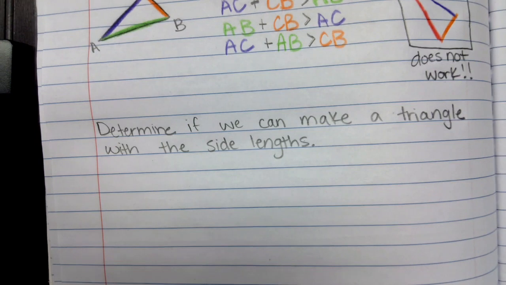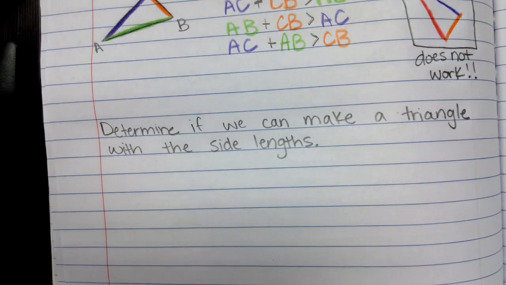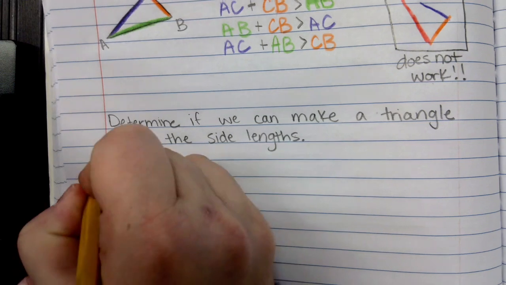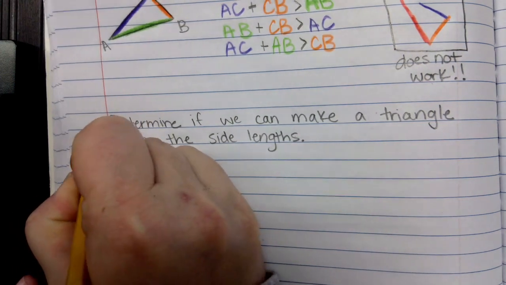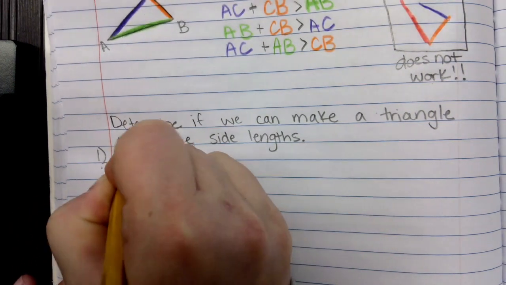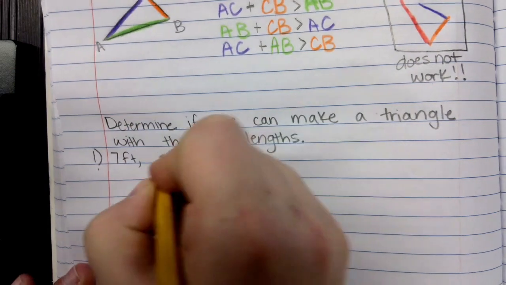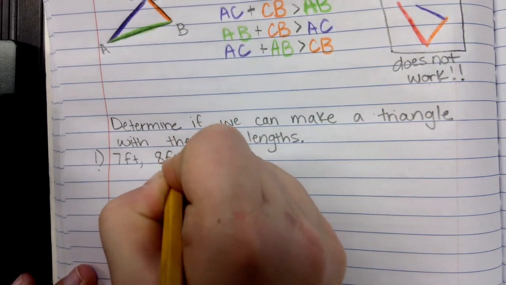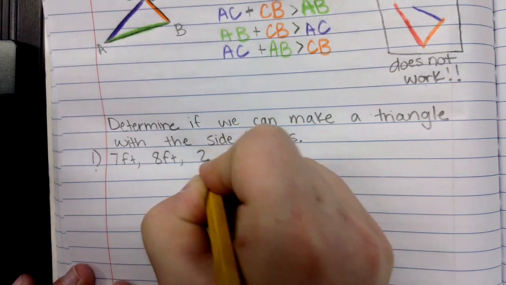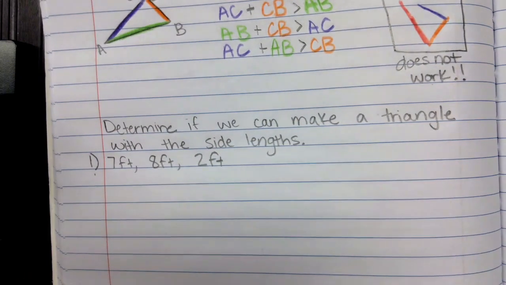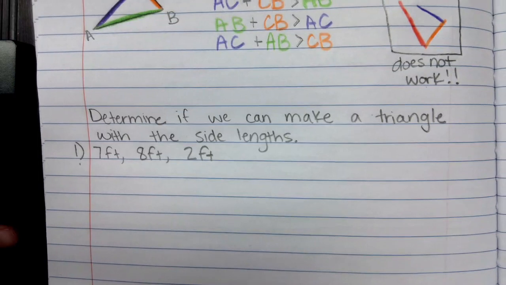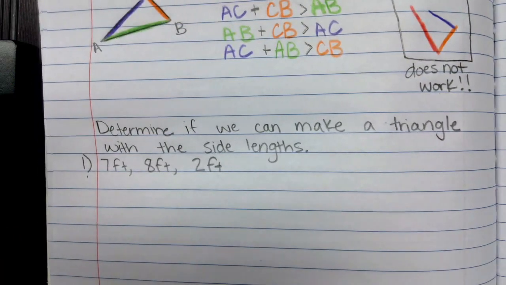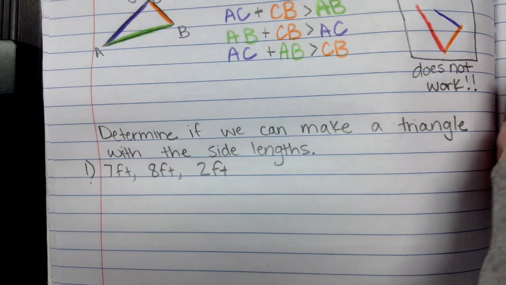Alright, so for problem number 1, we're going to have 7 feet, 8 feet, and 2 feet. And in order to know if this is going to create a triangle, we could cut out a ruler that's 7 feet long, 8 feet long, 2 feet long, or cut out PVC pipes and see does it make a triangle. That's a lot of work. So instead, what we're going to do is just check with our triangle inequality. When we add 2 sides, it has to be bigger than the third side.